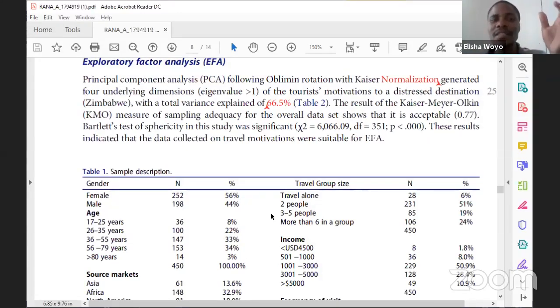Then the other one is the Bartlett's test should always be significant, and it's significant at a p-value of less than 0.000. If you don't get that, then what it means is factorability is not supported.